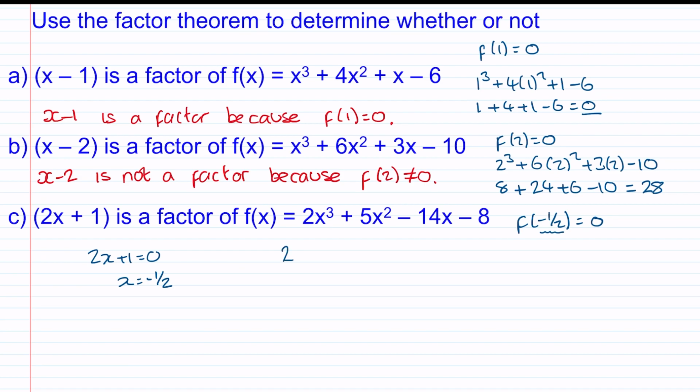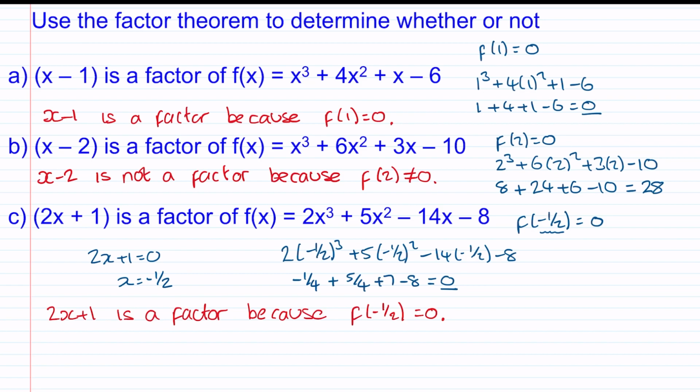So we get 2 lots of negative 1/2 cubed plus 5 lots of negative 1/2 squared minus 14 lots of negative 1/2 minus 8. So this is negative 1/4 plus 5/4 plus the 7 minus 8, which does equal 0. So again, we can say 2x plus 1 is a factor because f of negative 1/2 equals 0.